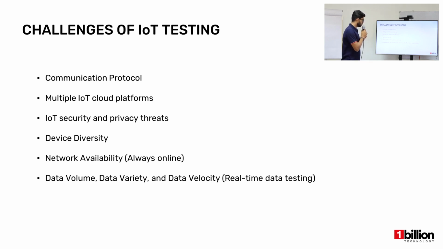So as you can see: communication protocol, multiple IoT cloud platforms, IoT security and privacy threats, device diversity, network availability, and data volume, variety, and data velocity. I will not explain each and every one. First, I will explain multiple IoT cloud platforms.